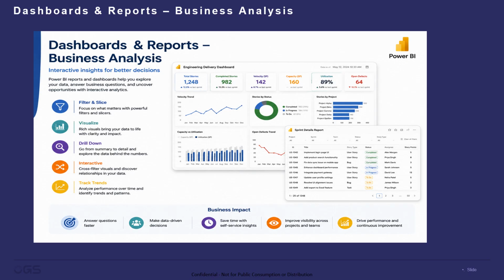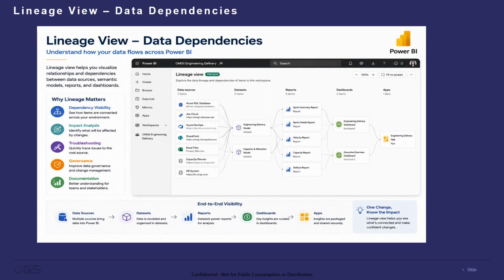So the next slide here is lineage view, data dependencies, where we can understand how the data flows across Power BI. Imagine this semantic model is being used by multiple reports. What happens if we change something in the model? How do we know what reports may be impacted? So this is where lineage view becomes very useful.